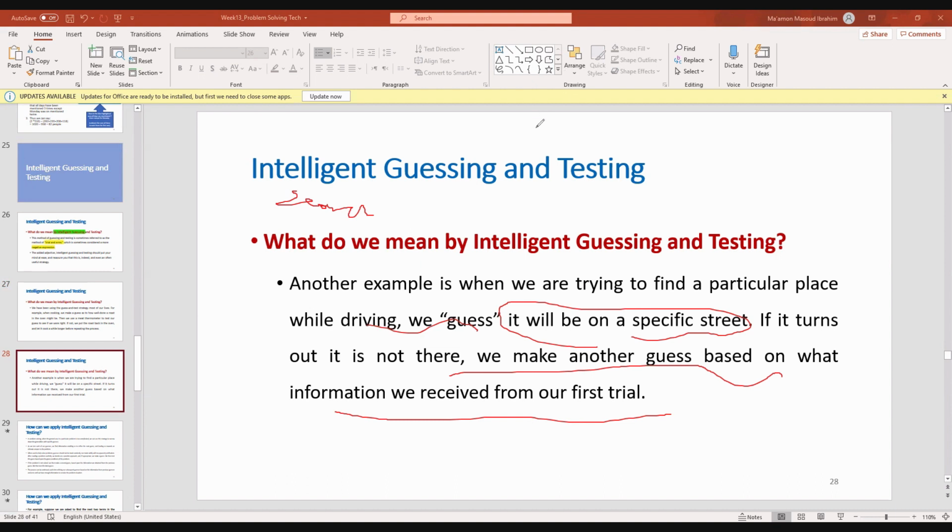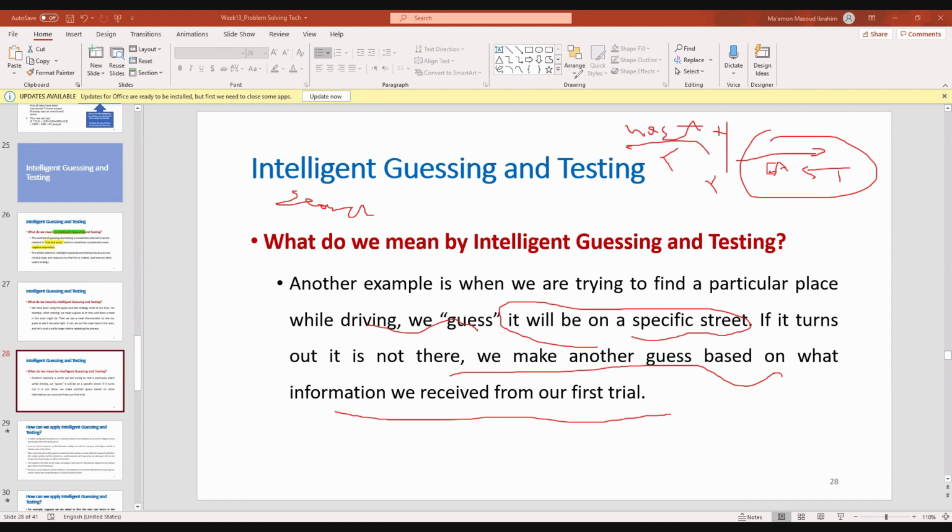But for example here, if I know that the street is in the east, it's not supposed to go west, right? So my guessing should be intelligent, not to go north or south or west. I should go to the east. So this is an example of intelligent testing and guessing, cooking as we said here, or searching for a place or a location, and so on.